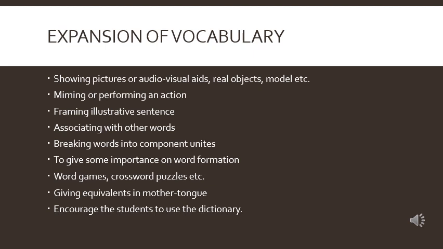And the last one is encouraging the students to use the dictionary. The teacher should always encourage the students to use the dictionary and find out the meaning of a new word, and also to find out the synonym of that particular word. So these are some of the methods or techniques through which we can expand the vocabulary of our students.